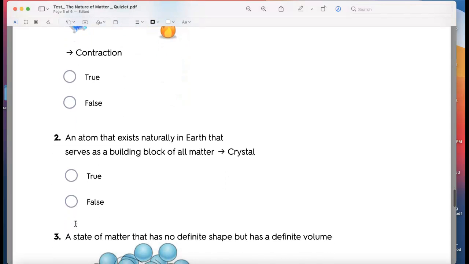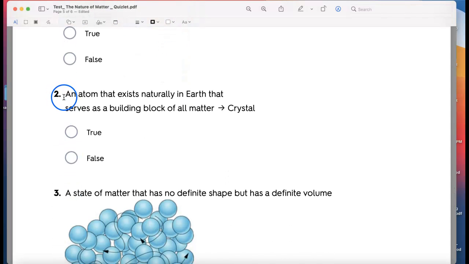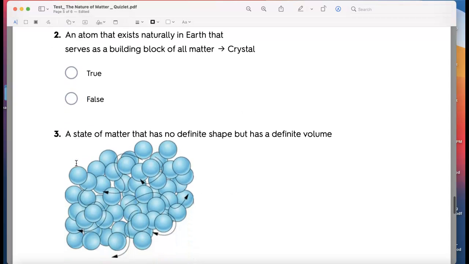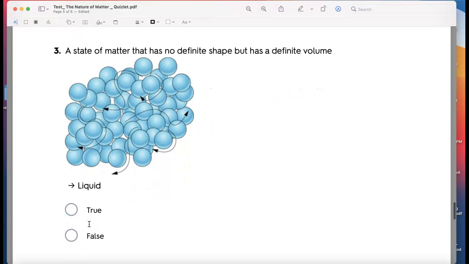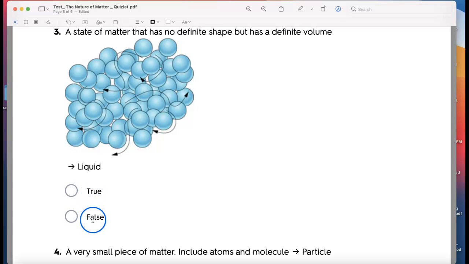Circle in your choice. Number 2, an atom that exists naturally in Earth that serves as a building block of all matter. Is that called a crystal? True or false? Number 3, a state of matter that has no definite shape but has a definite volume. Is that known as a liquid? Is that true or false?